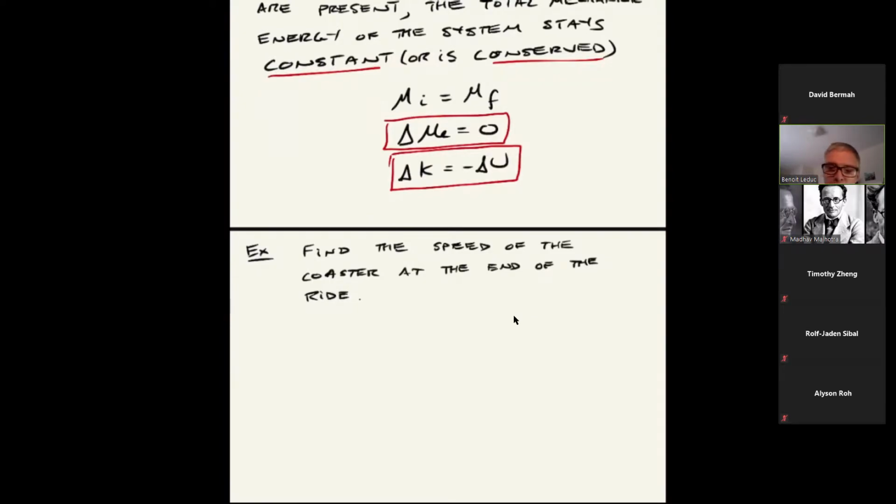So the first thing you want to do when you do a problem with energy is you have to define your system. All right. And here the system will be as follows. Of course, it will be the coaster, the car, right?